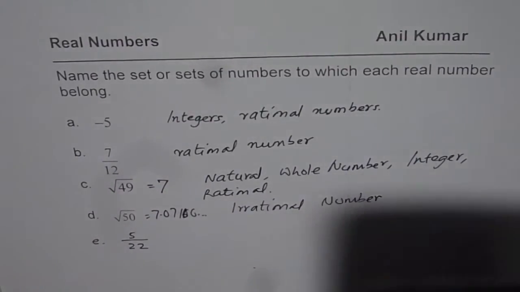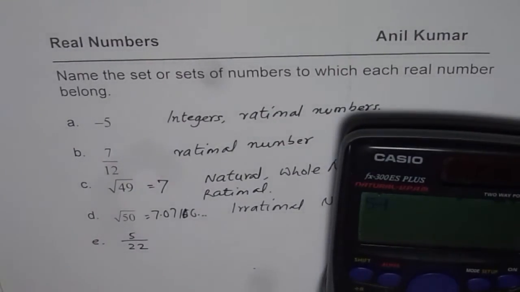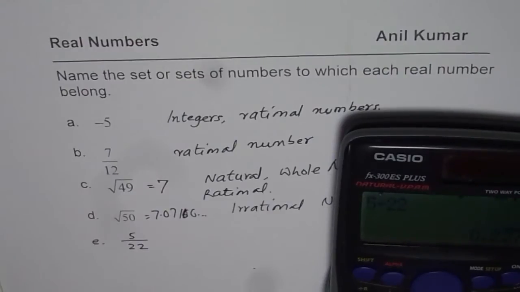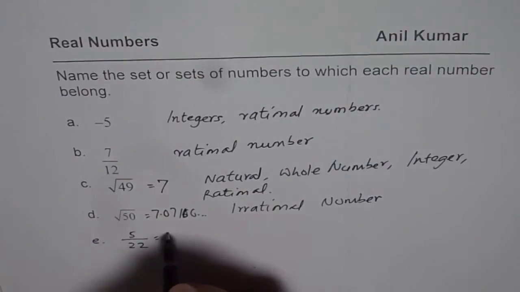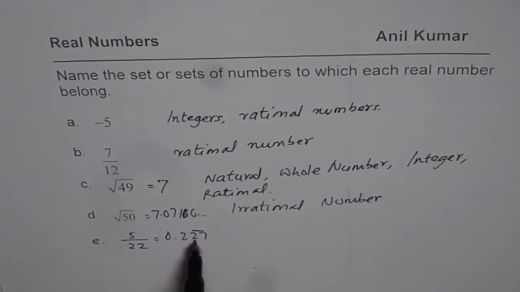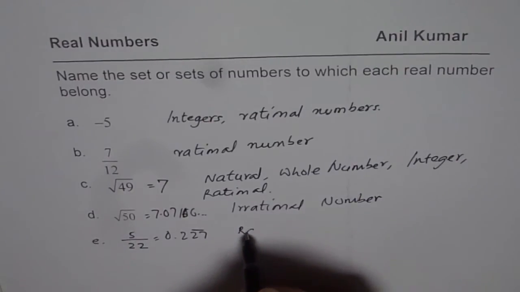Now let's do 5 over 22. So 5 divided by 22 is equal to, in decimals, 0.227 repeats. So it is equal to 0.2 and 27 repeats. Now there is a repeating pattern, 27 repeats, and therefore this could be written as a rational number.